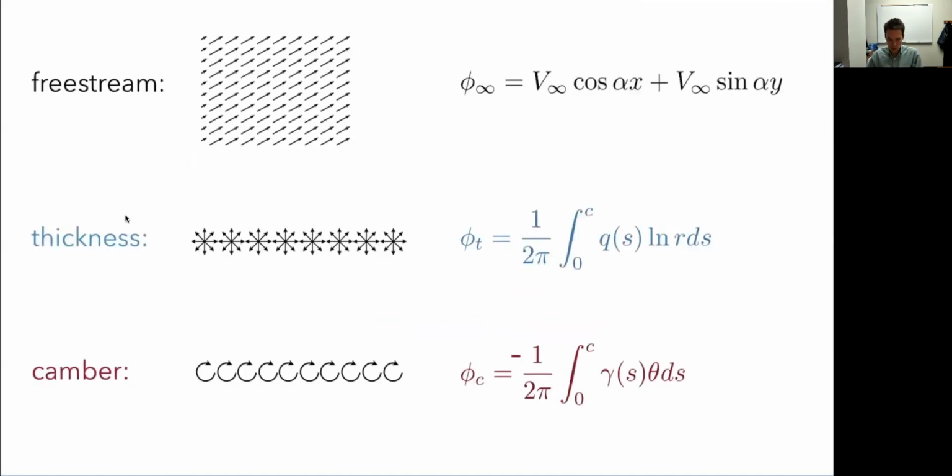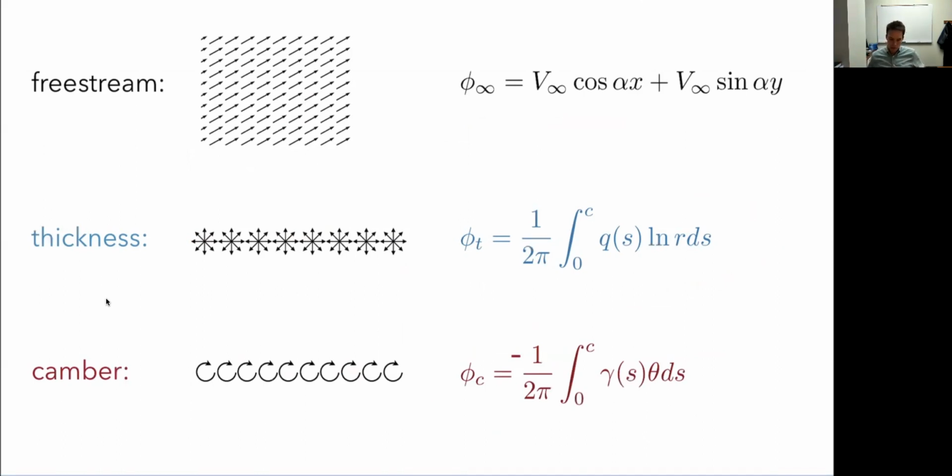So here's that pictorially. We're going to have a free stream. We already know the solution to that. Thickness, we're going to do a distribution of thickness, and we already figured out the potential for that. And for camber, we'll use a distribution of vortices, which has the following potential. All right, so we have our equations. All we really need now is to satisfy boundary conditions, and we have our answer.